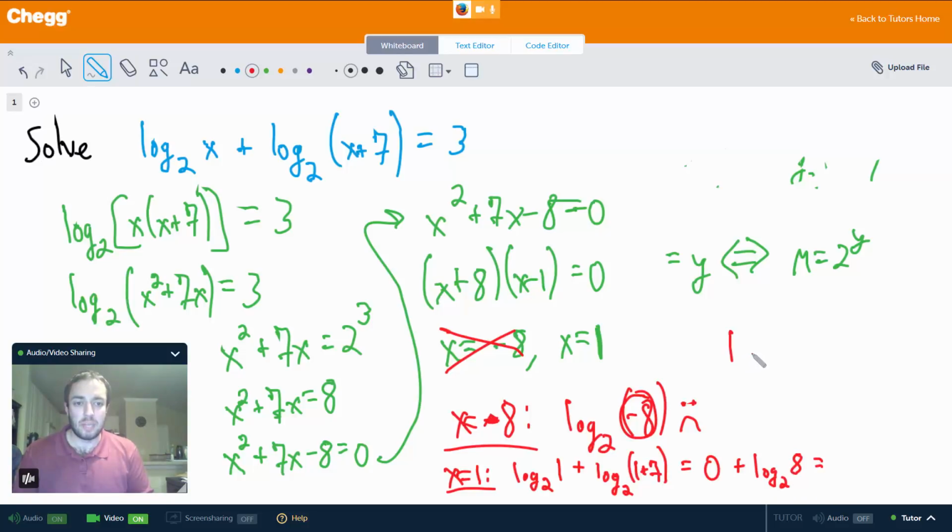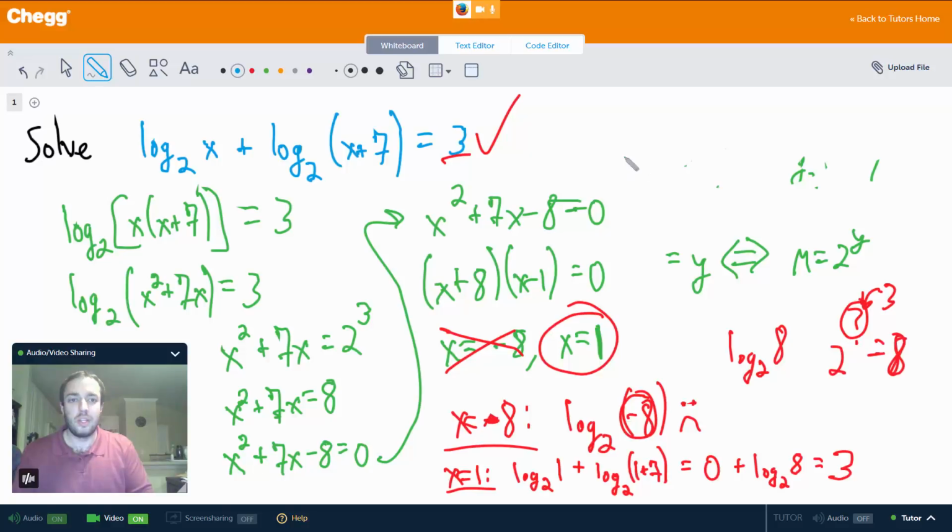Because remember, if we say the base 2 log of 8, what we're really saying is give me a number such that if I raise 2 to that number, then I get 8. So 2 to what number is 8? Well, that number is 3. Because if I raise 2 to the third power, then I get 8. So the base 2 log of 8 is 3. Does that equal the right-hand side? Yes, it does. 3 is exactly what we wanted to get, so that's great. X equals 1 actually is a solution. So x equals 1 is really the only solution to this equation here.